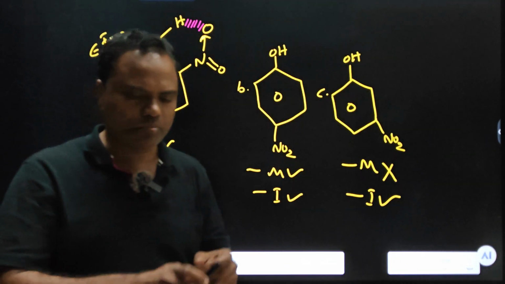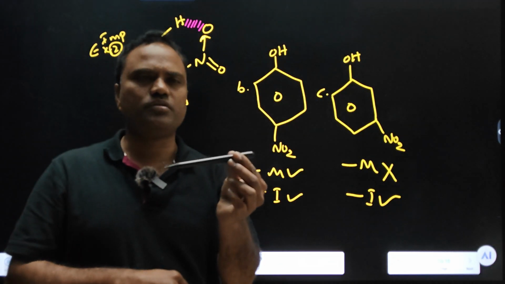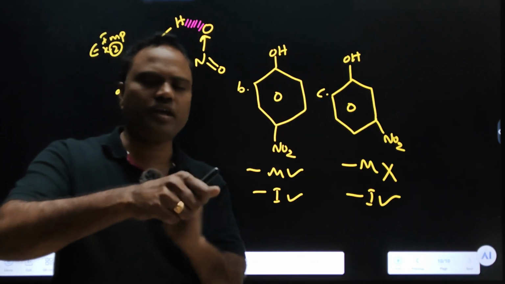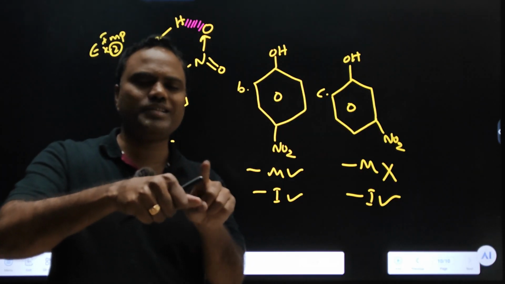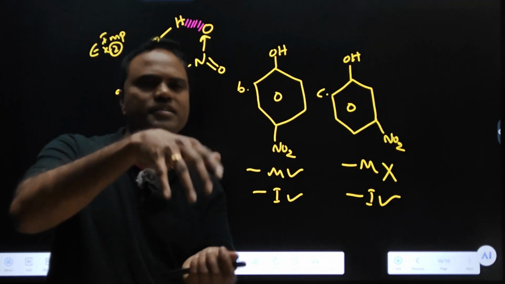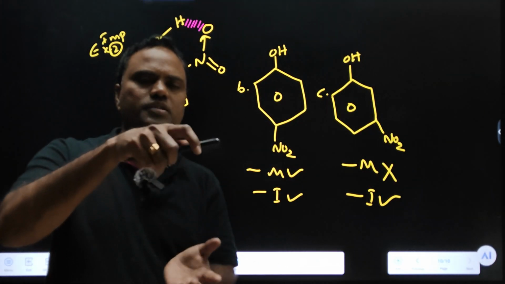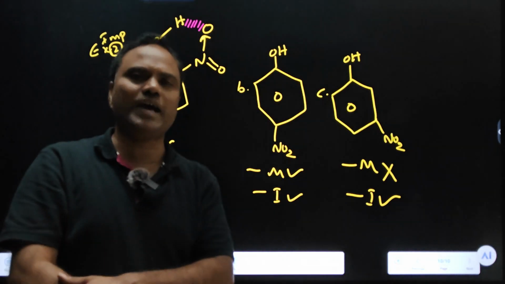For example, look at this. This marker is H plus, and this one is an oxygen atom. Now oxygen is holding this H plus. Now see, oxygen is releasing H plus. If one compound releases H plus easily, that is said to be a good acid, right?